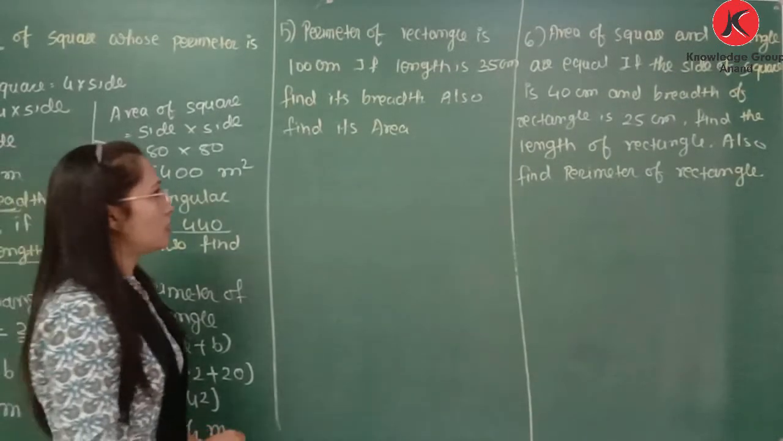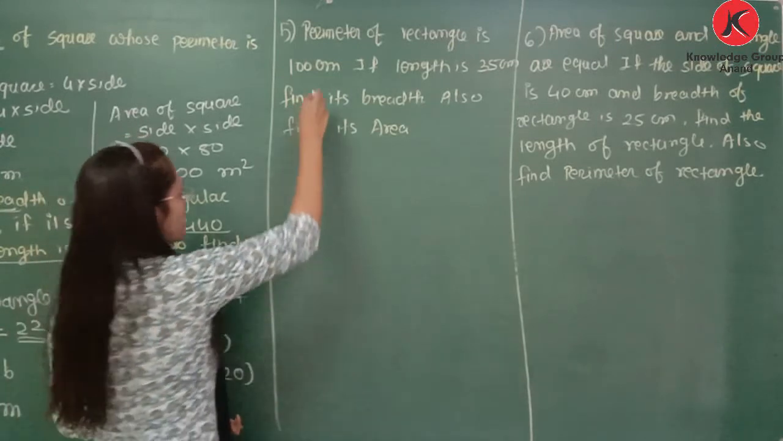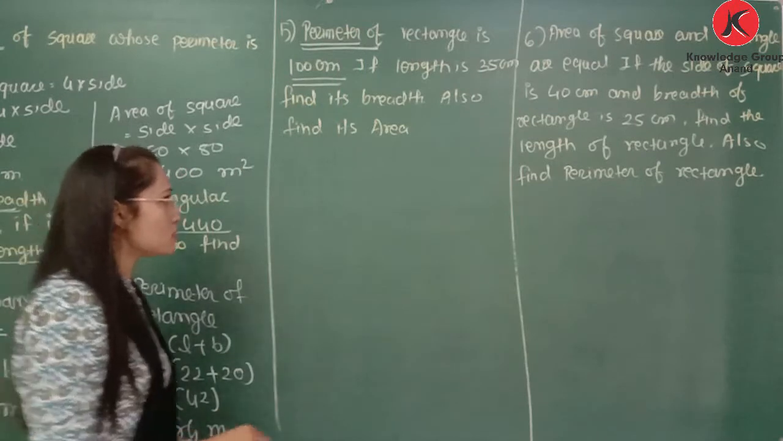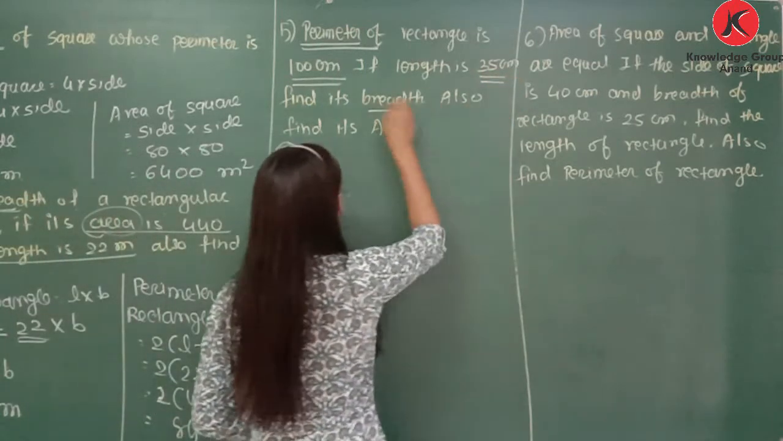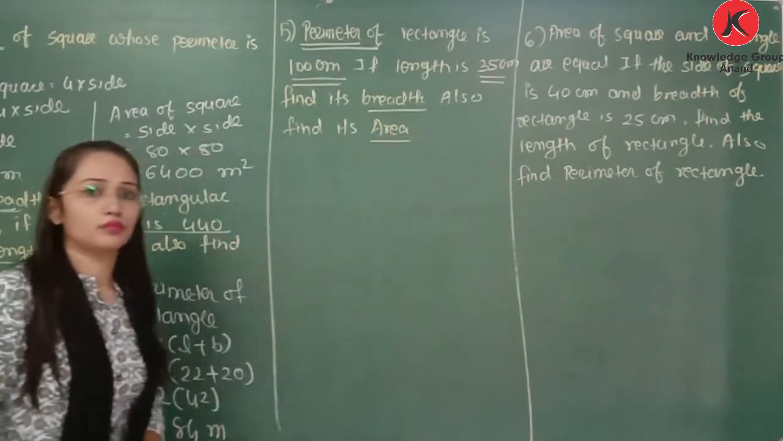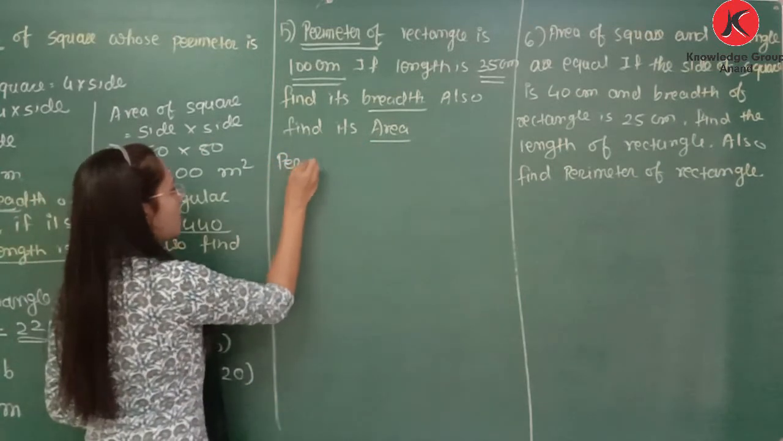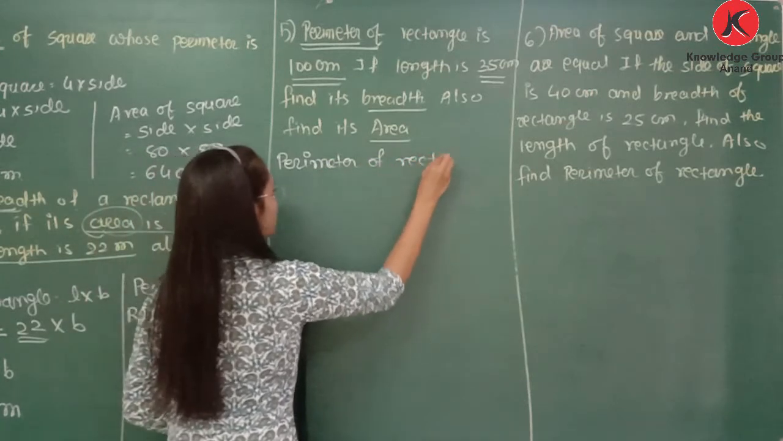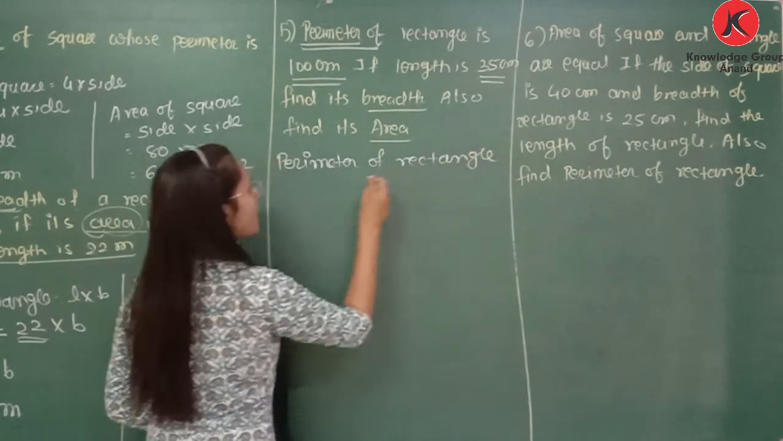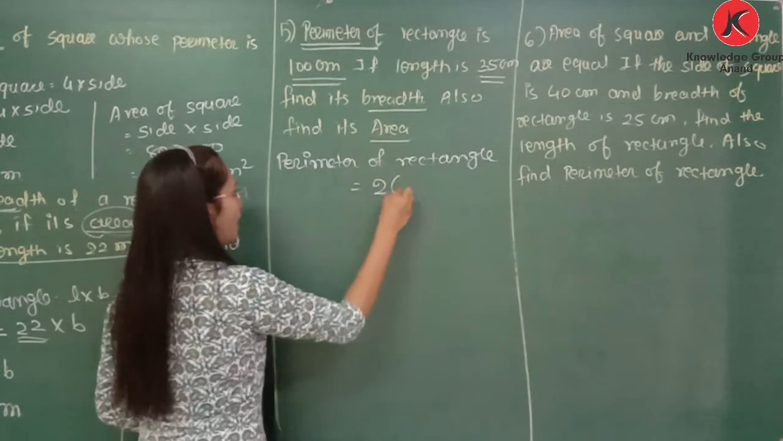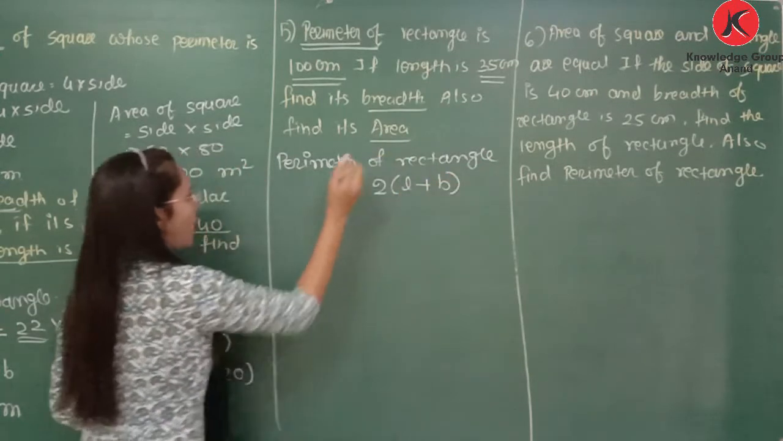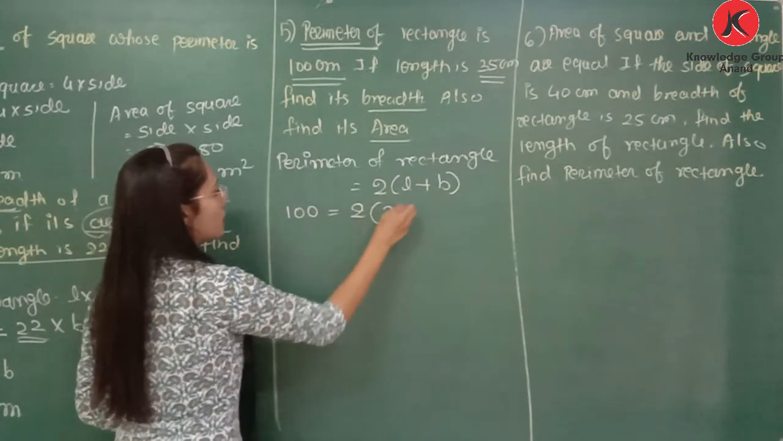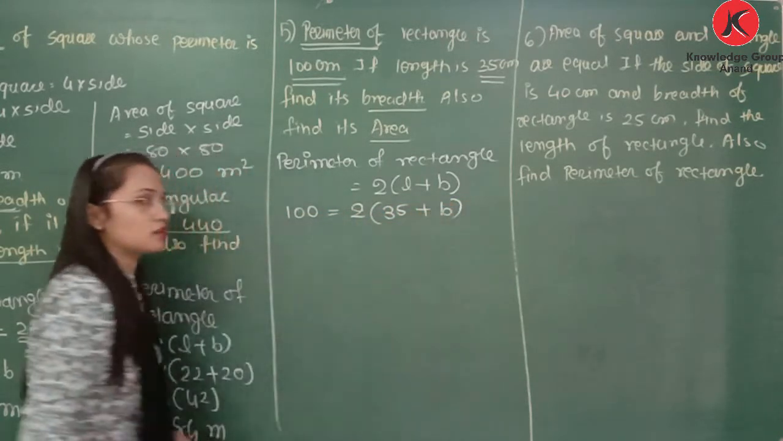Now next one, the perimeter of a rectangle is 100 centimeter. So that is the perimeter of the rectangle given. If length is 35, find the breadth and also find the area. So what is given? Perimeter. From perimeter we can find the breadth. So perimeter is given 100 centimeter. Length is given 35 and we need to find breadth.